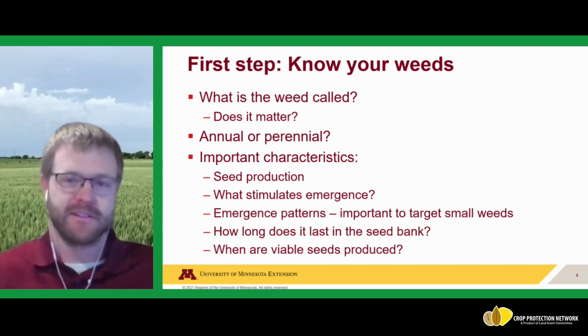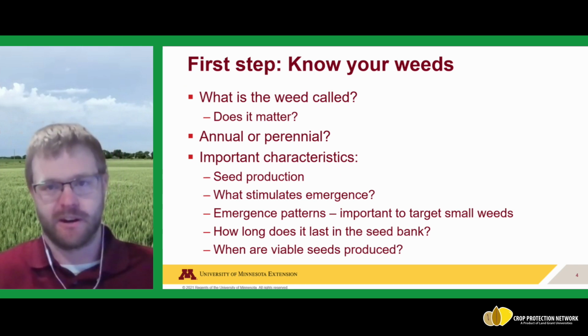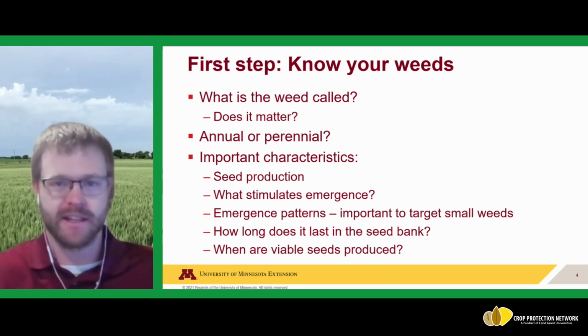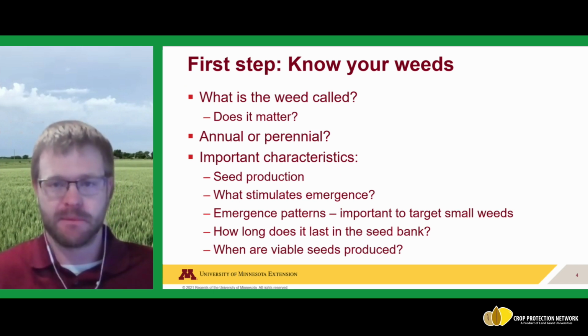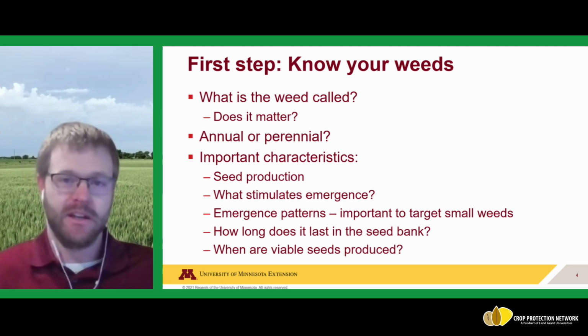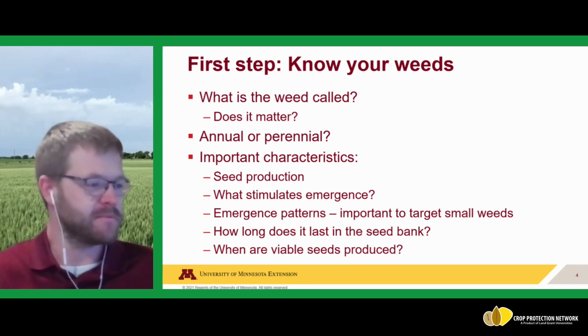Weed emergence patterns is another important characteristic, especially when we're typically trying to target small weeds. As these weeds get larger, they become much more challenging to control. So knowing when those weeds are going to emerge in the field or having some idea is going to help us know when to be out in the field and know how quickly those weeds are going to grow before we need to be out there with control strategies.